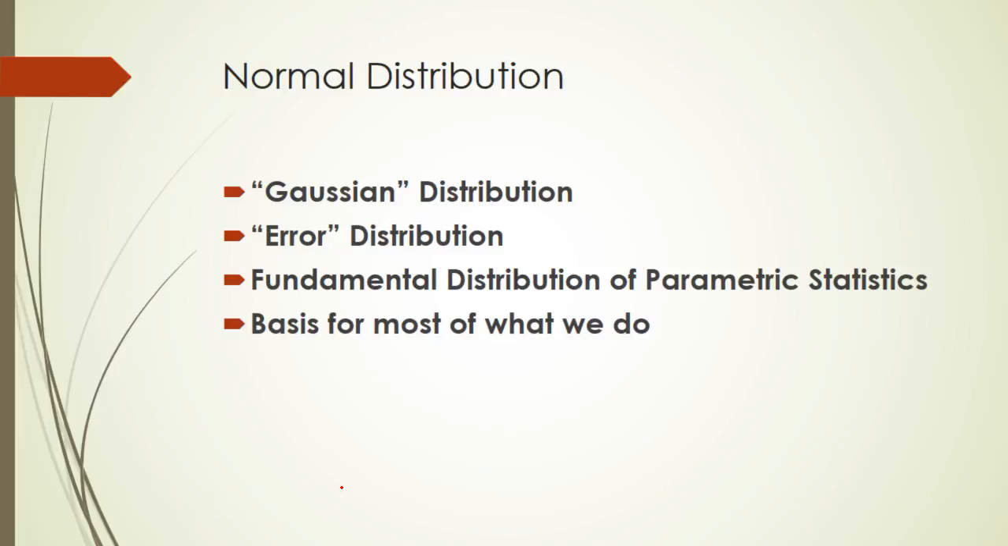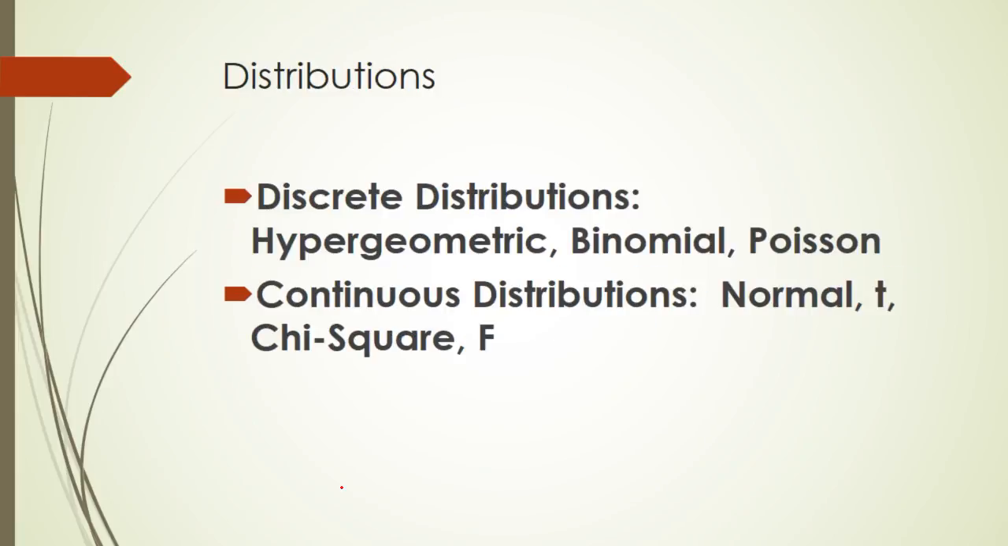And that turns out to be highly useful in statistics. A lot of times in statistics we analyze the errors we make, not the actual outcomes, but the errors. And the errors tell us a whole lot more sometimes than the actual thing. So this is the fundamental distribution of what we call parametric statistics, and it's the basis for most of what we do. So again, we looked at three discrete distributions.